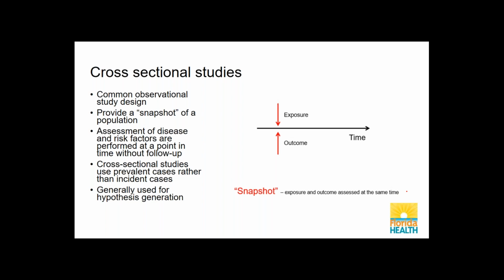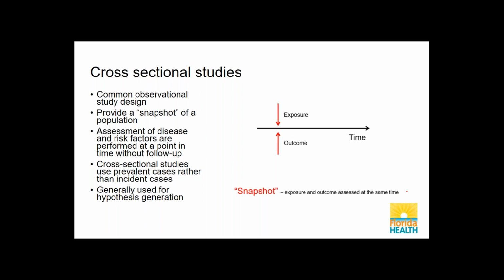So cross-sectional studies, they are common observational study designs. They provide a snapshot of a population. So you're kind of like taking a picture in time of a specific population in a specific place. So there's assessment of disease and risk factors that are performed at a point in time without follow-up. There's no follow-up. Cross-sectional studies use prevalent cases rather than incident cases. So with cross-sectional studies, you are not trying to identify the incidents. You are looking at the prevalence.